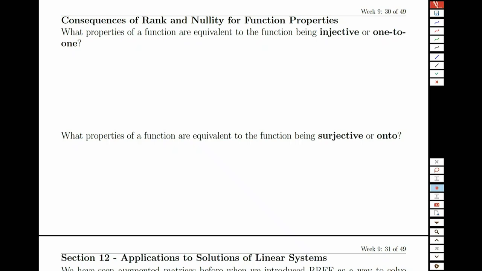So, consequences of the Rank-Nullity Theorem for function properties. All right. We talked about this last week, week before maybe. We had that L is injective if and only if something. And it was something about images and kernels. Anyone remember what that property was that was equivalent to injective? One-to-oneness. Injective, one-to-one.